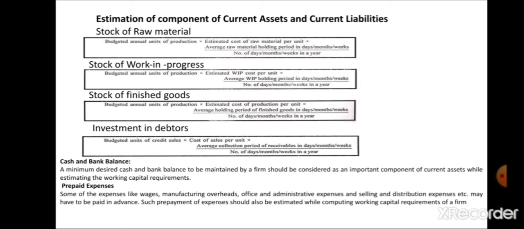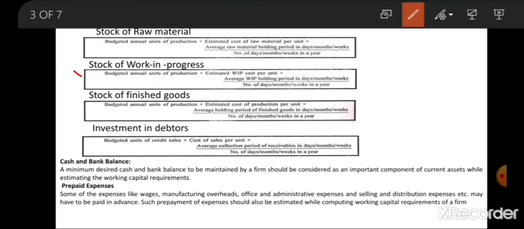Next is stock of work in progress. Same thing, budgeted annual units of production into estimated work in progress cost per unit into average work in progress holding period in days, month or week, divided by number of days. Stock of finished goods, budgeted annual units of production into estimated cost of production per unit into average holding period of finished goods in days, month or week, divided by number of days.